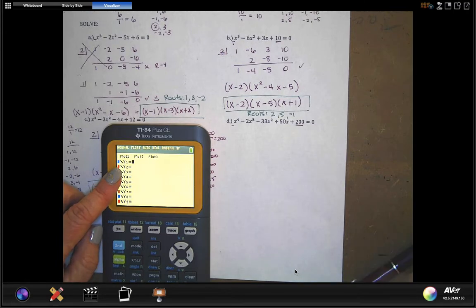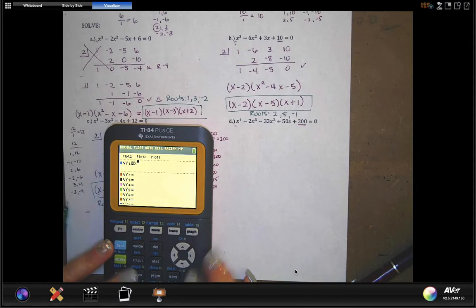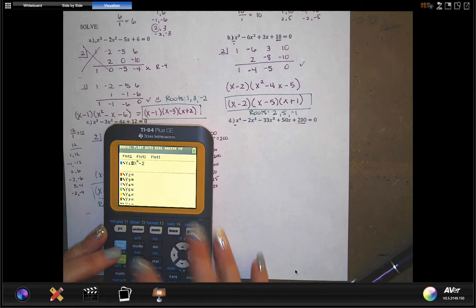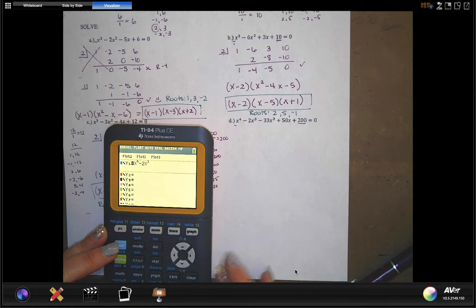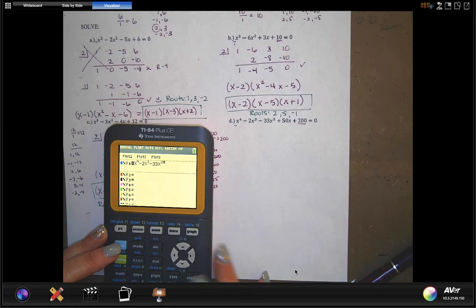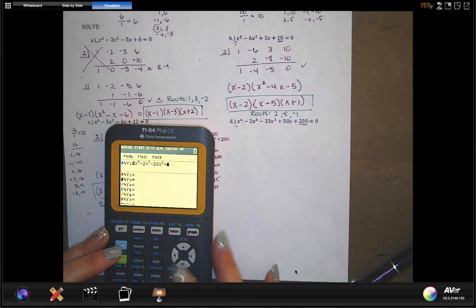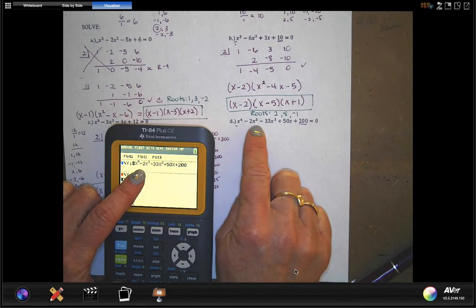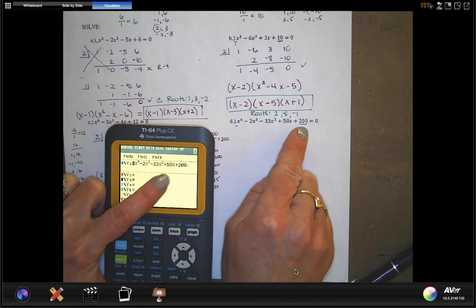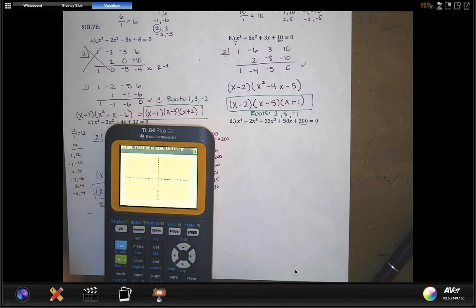But you can come in here and you can type the function. Make sure you type it correctly, because otherwise you're not going to get the right answer. So I have x to the 4th minus 2x cubed minus 33x squared plus 50x plus 200. I'm going to graph that. If it doesn't work when you graph it, just clear the memory of the calculator and then graph it.